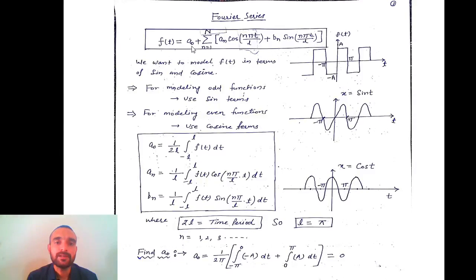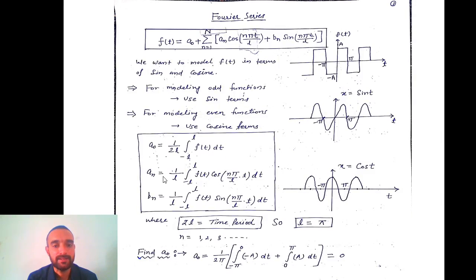So we can define the constant a0 as 1 upon 2L, integration from minus L to plus L of f of t dt. Here L is equal to pi. From minus pi to pi is the length, which we can define as 2L. So L equals pi. The basic formula for a0 is 1 upon 2L, integral from minus L to L of f of t dt.